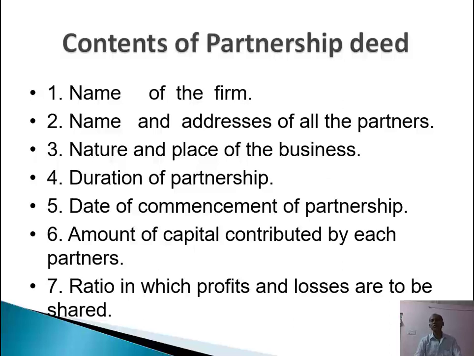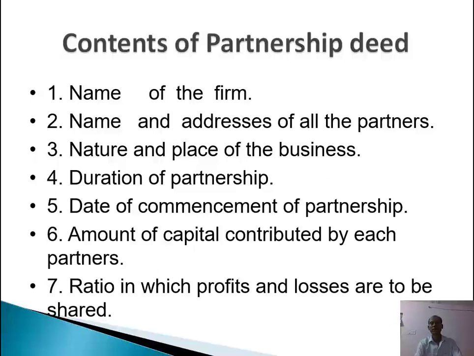Duration of the partnership. Sometimes duration is mentioned in terms of years or as permanent, forever. So that should be mentioned clearly. How many years does the partnership firm continue? It should be mentioned.